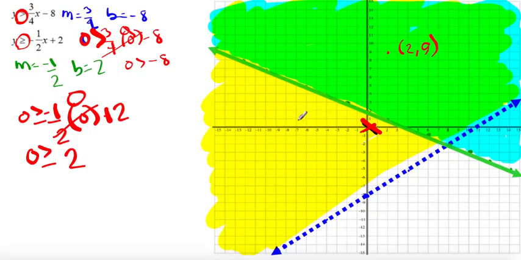And then non-solution is everything in yellow, white, or blue. So you can pick any point in this area as your non-solution. I'm going to pick this point, -6, 1 as my non-solution. So anything here.